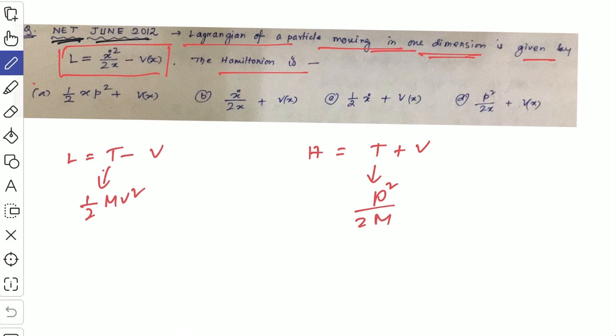Now if you take this Lagrangian L, then L is equal to x dot square by twice x minus V x. So this is the potential term.